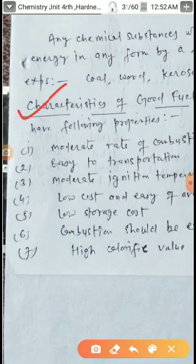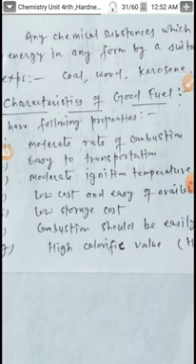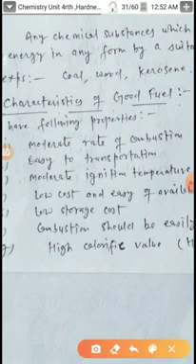A good fuel may have a moderate rate of combustion. What is the meaning of this sentence? Moderate rate of combustion means that when you burn fuel, the rate at which heat is provided by the fuel will be moderate. It will not be a type of bursting. So a good fuel may have a moderate rate of combustion.